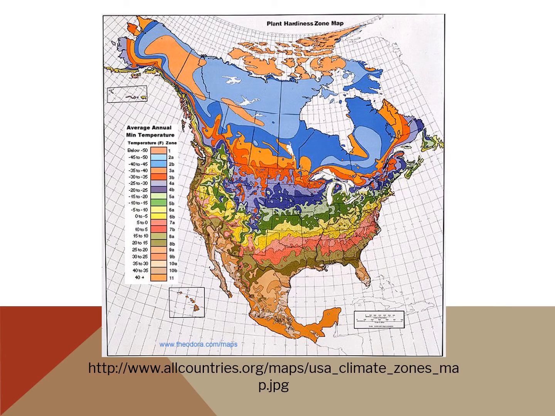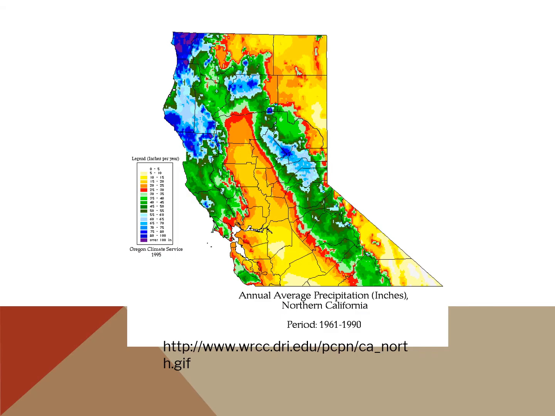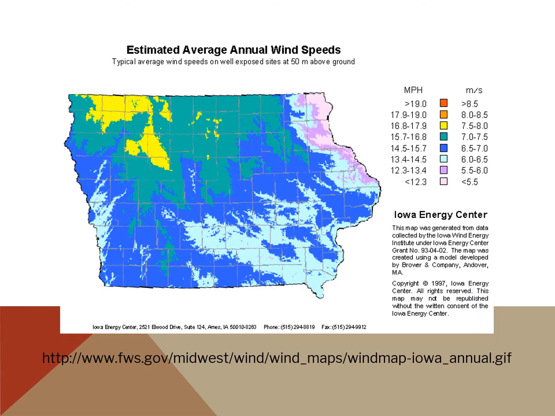This one's showing average annual minimum temperature. So this is the lowest it will get on average in any spot. And you'll notice down here, southern Mexico, it never really gets below 40, but up here in like northern Canada, it usually gets below 50. So as you go north, it gets colder and colder, but still climate map. Also this is precipitation, meaning rain or snow in California. This one is showing wind speeds in Iowa.